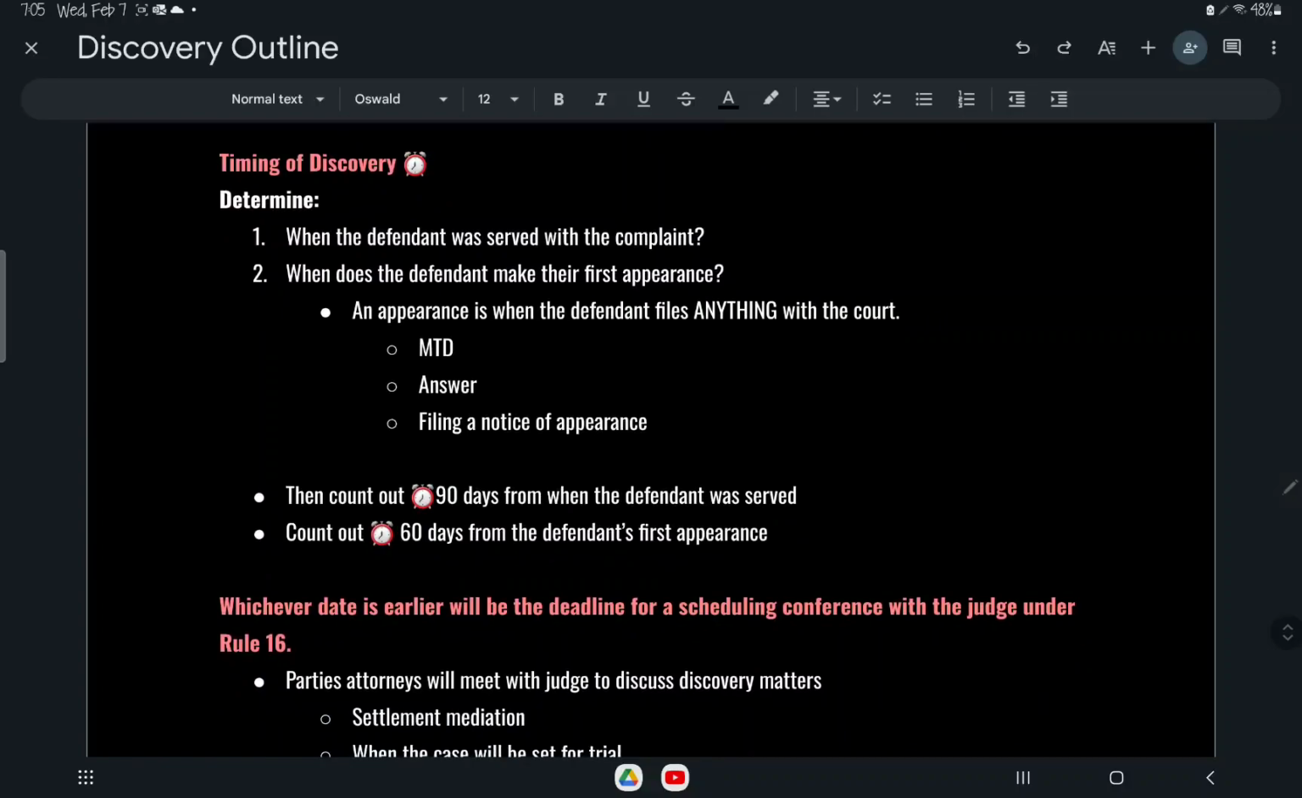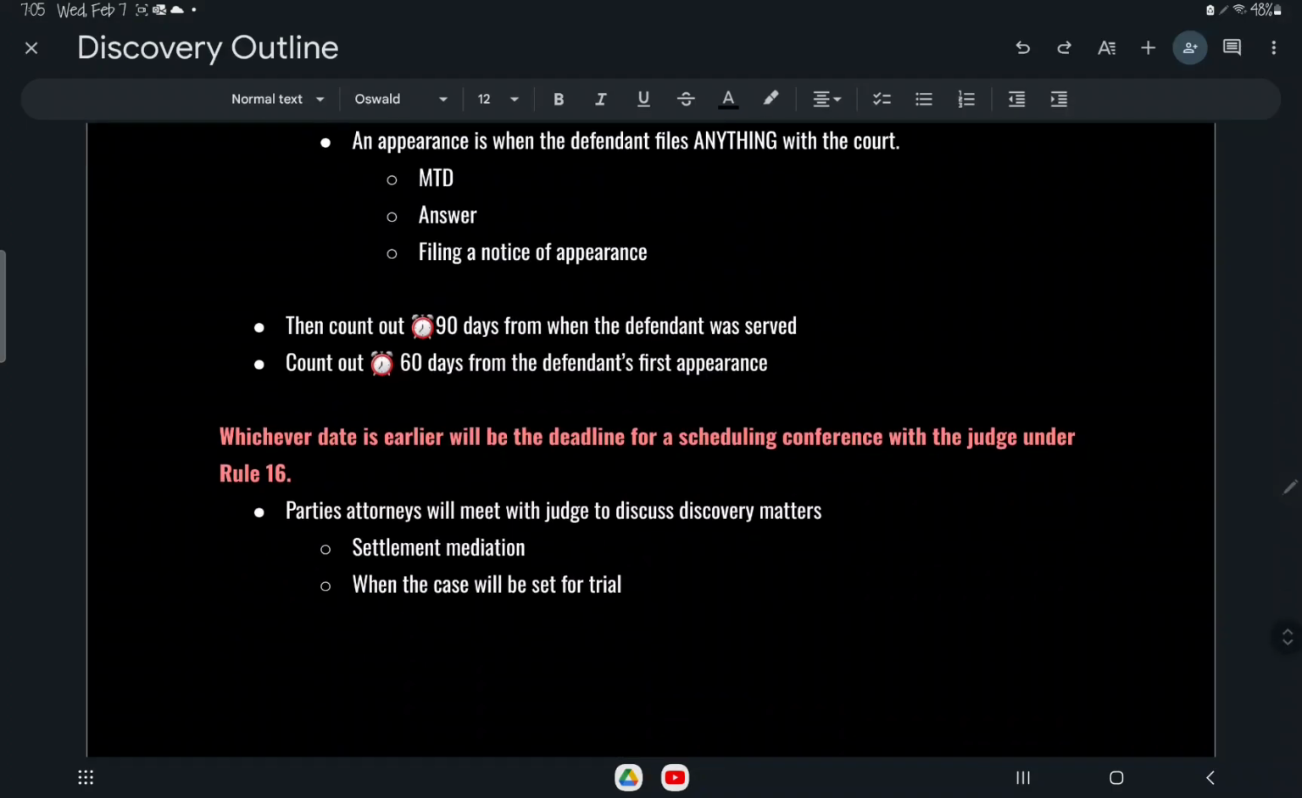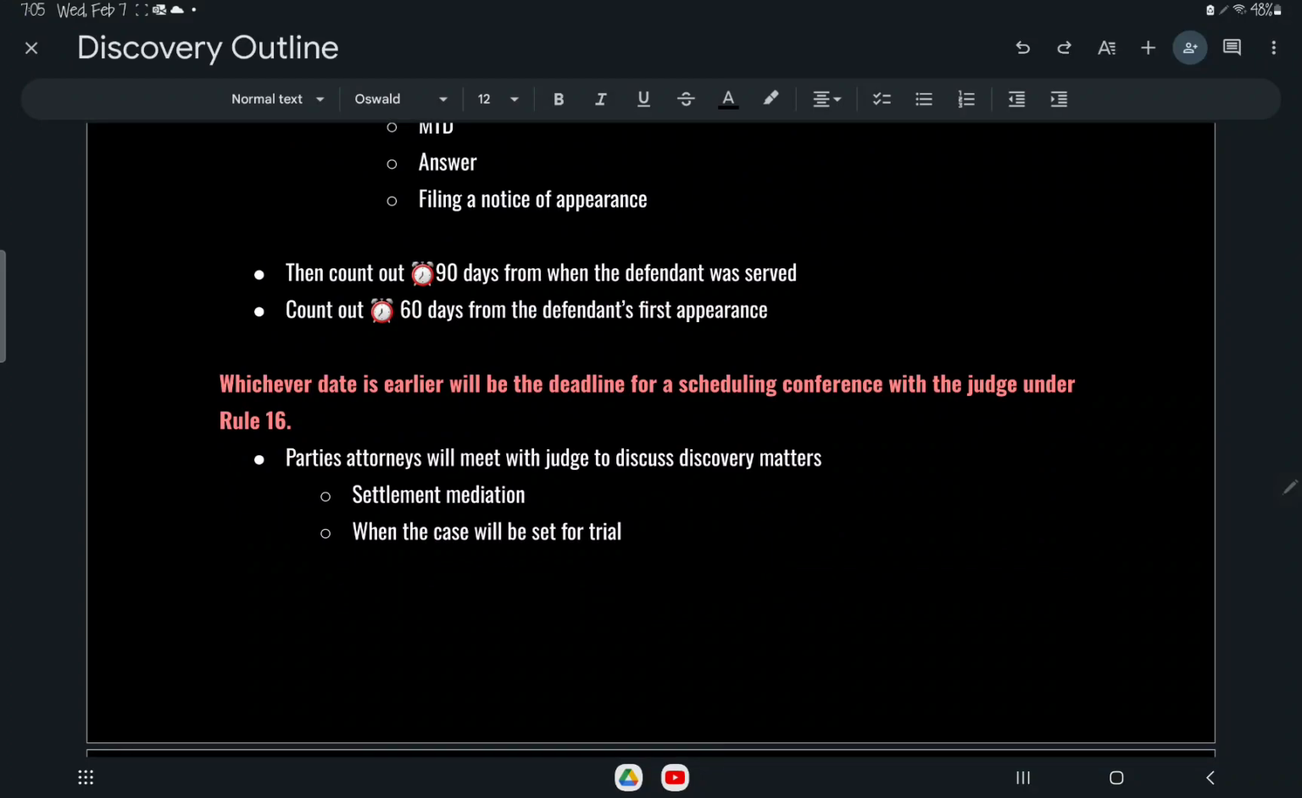Timing of discovery. To determine when the defendant was served with the complaint, when does the defendant make their first appearance? An appearance is when the defendant files anything in court, such as a motion to dismiss, an answer, or filing a notice of appearance. Then count out 90 days from when the defendant was served. Count out 60 days from the defendant's first appearance. Whichever date is earlier will be the deadline for a scheduling conference with the judge under Rule 16.